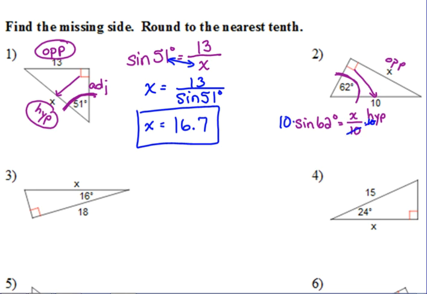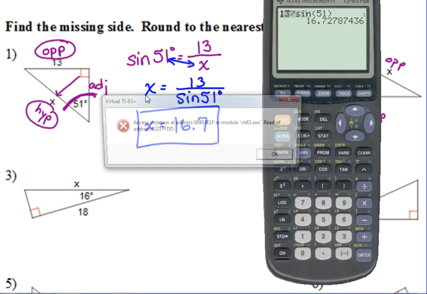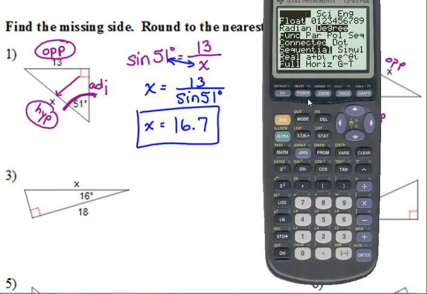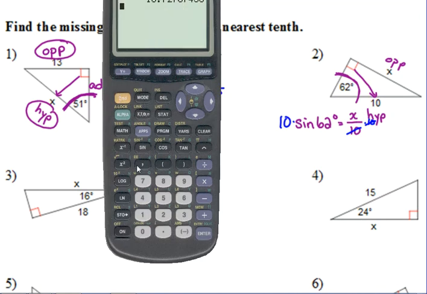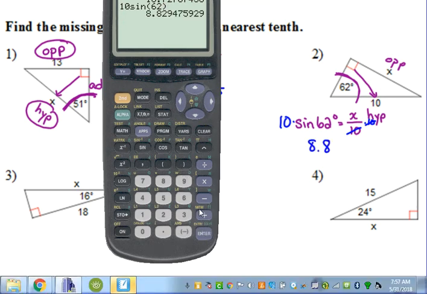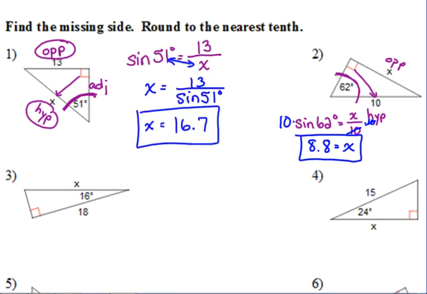So the 10's cancel when we multiply, so 10 sine of 62, we multiply this time, 10 times the sine of 62, 8.8. Okay? Now this was one of our legs, so it should be shorter than the hypotenuse, and it is. So we're gonna go with that.